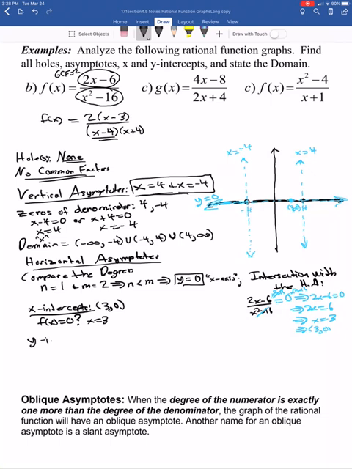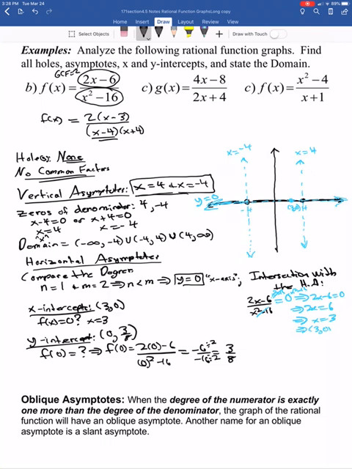Now, how about a y-intercept point? Does it have a y-intercept? To find that algebraically, we let x equal 0. We'll find the function value at 0. What does it equal? Well, f of 0, as we plug in 0 for x, that's 2 times 0 minus 6 over 0 squared minus 16. Well, that simplifies to negative 6 over negative 16, which simplifies to what? 3/8, as we divide out the common factor 2. So at (0, 3/8), we have a y-intercept point.